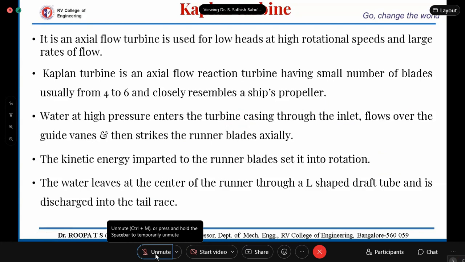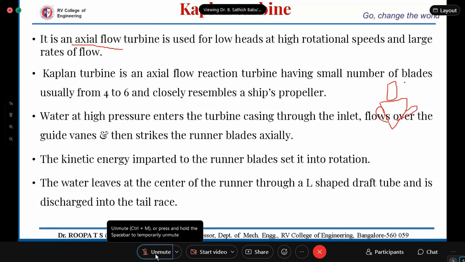Whereas in case of Kaplan, again it is also a reaction turbine, which is with the low head, and here we say that it is an axial flow turbine. Okay. So Kaplan is an axial flow turbine, as I just showed in the previous slide with the sketches. So the shaft will be like this. We will be having a hub, rotor hub. So it will be carrying blades on it like this.